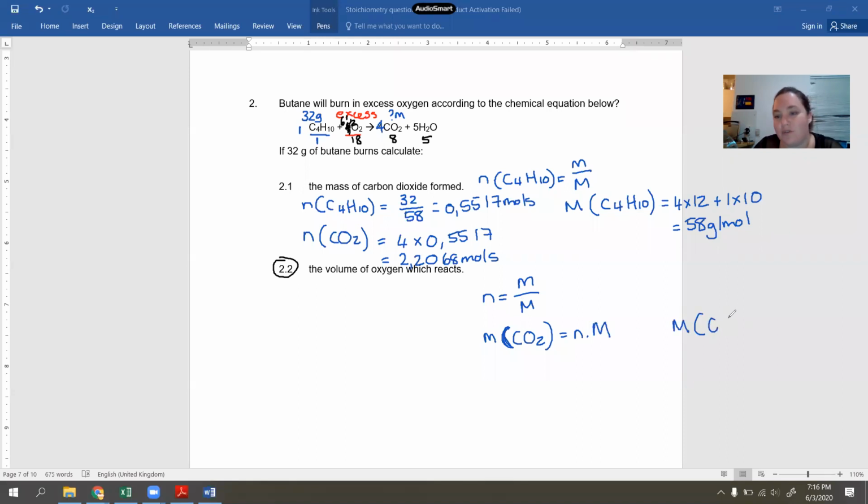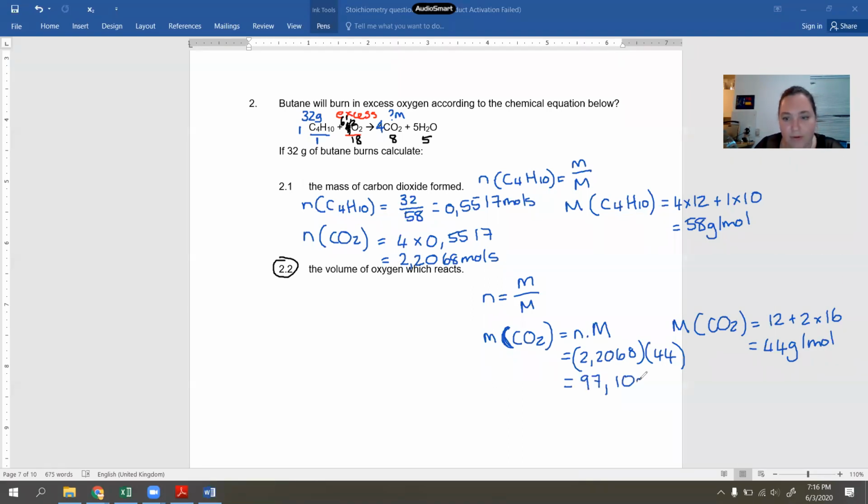The molar mass of carbon dioxide is going to be 12 from the carbon plus 2 times 16 from the oxygen, which gives me 44 grams per mole. And therefore, I'm going to have 2.2068 multiplied by 44, which gives me an answer of 97.10 grams. All right, so that is how you'd work out the mass of carbon dioxide which would be formed.